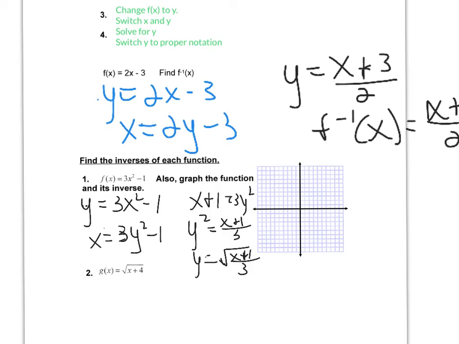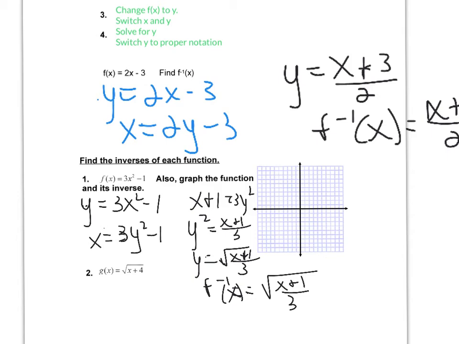Alright, so hopefully you got y equals the square root of (x plus 1) over 3, or proper notation would be f to the -1 of x equals the square root of (x plus 1) over 3. So normally when we square root both sides, we get a plus or minus. In this case, it's only the positive because otherwise the inverse wouldn't be a function if you perform the vertical line test.